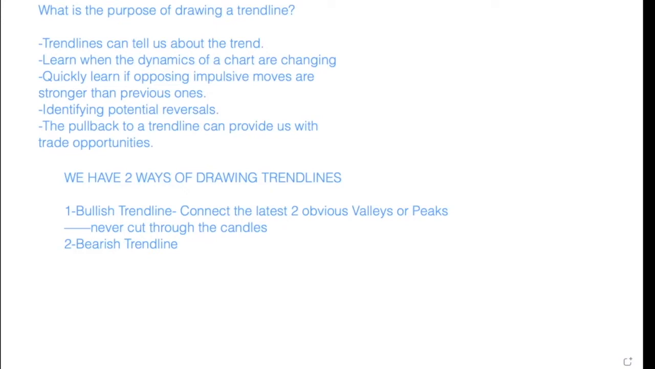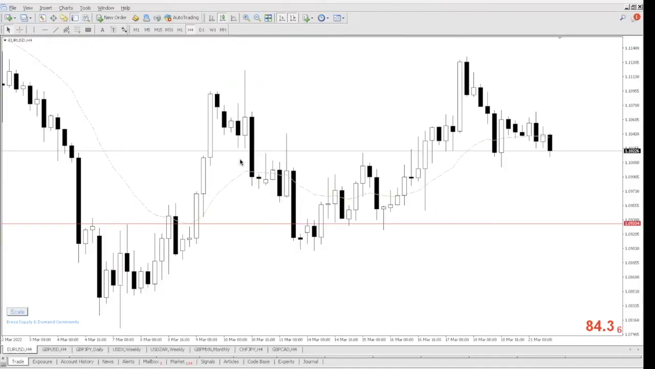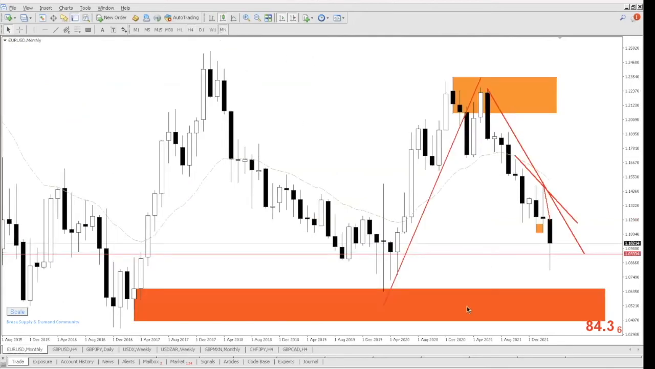Okay, new share, and where's MetaTrader? Okay, there you are. So I guess all of you guys can see my chart here. This is a Euro USD chart.